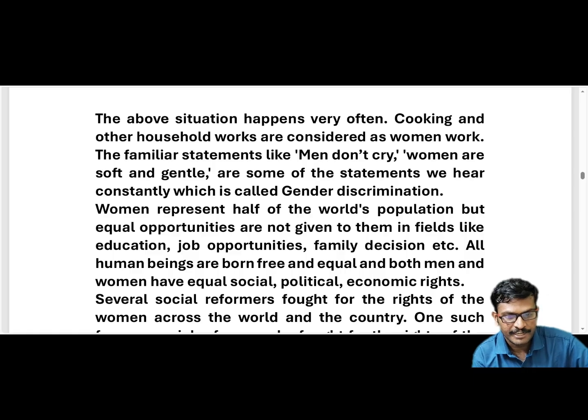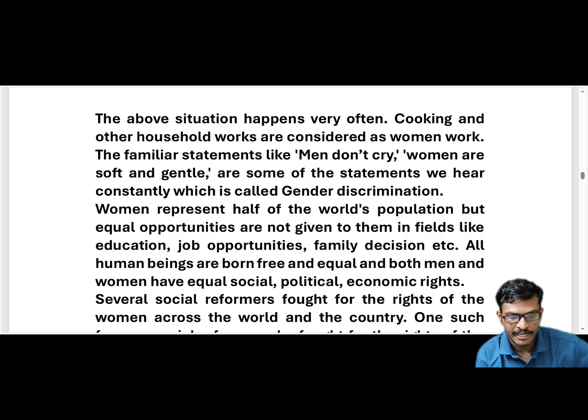Women represent half of the world's population, half of the people. But equal opportunities are not given to them in fields like education, job opportunities, family decisions, etc. Women are not getting equal opportunities like men. In a patriarchal family, the father is the head of the family and he takes all the family-related decisions. Like this, there is discrimination.